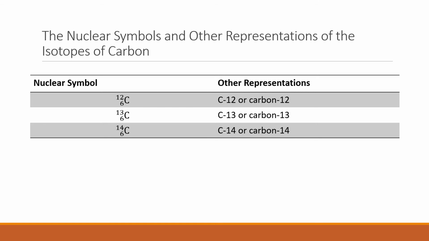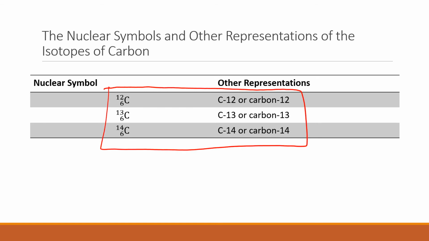The nuclear symbols of various isotopes of carbon are shown here. Please remember that this kind of notation is called the nuclear symbol, and some other representations which are also used are shown here. So C12 means the carbon isotope with atomic mass 12, similar to C13 or C14, or we can also say carbon 12, carbon 13, or carbon 14. So these are also other representations.